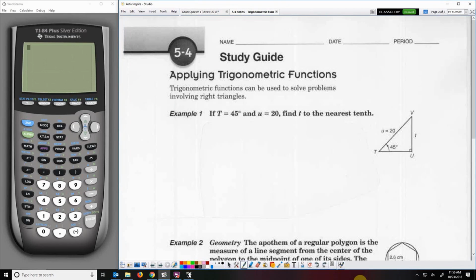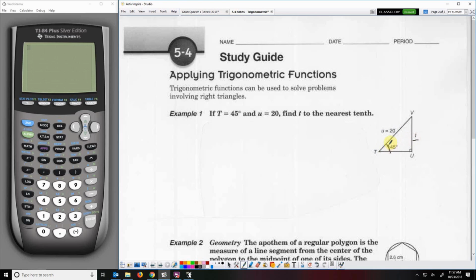We're going to do some application of our basic trig functions. So here, if we've got angle T at 45 degrees, side U is 20, find the length of side T to the nearest tenth. Okay, so we got to think about sine, cosine, or tangent from this 45-degree angle. T is the opposite, U is the hypotenuse, so that is going to be sine.